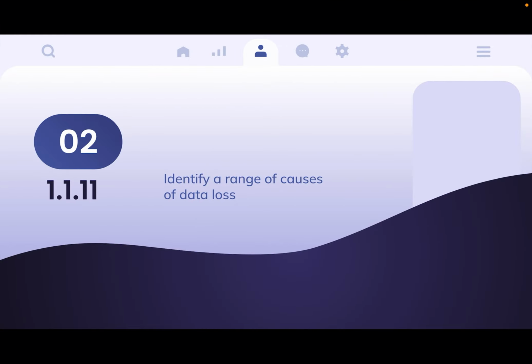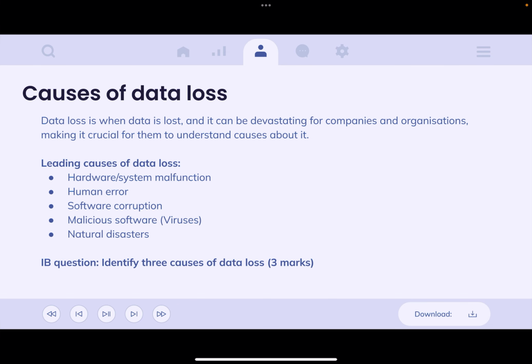Identify a range of causes of data loss. Data loss is when data is lost, and it can be devastating for companies and organizations, making it crucial for them to understand the causes of it. Leading causes of data loss include hardware or system malfunction, human error, for example, clicking close instead of save, software corruption, malicious software, viruses, or natural disasters.